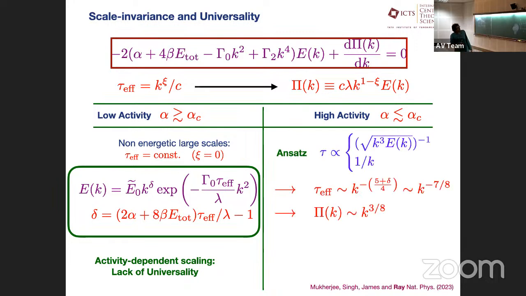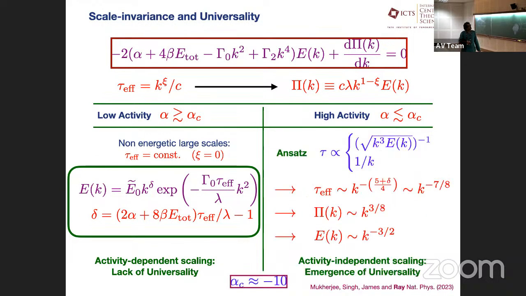However, when you postulate that there is a critical activity, which again, from this model, you can analytically see what that is, you can end up showing that the energy spectrum is k to the minus 3/2. So here the energy spectrum is k to the power delta, where delta is a function of activity. When you cross the threshold alpha c, you end up with a universal behavior of the spectrum, which is k to the minus 3/2. For those of you who want to know exactly where alpha c comes in the analytical calculation, we'll discuss it after the talk, because probably it'll put all of you to sleep.